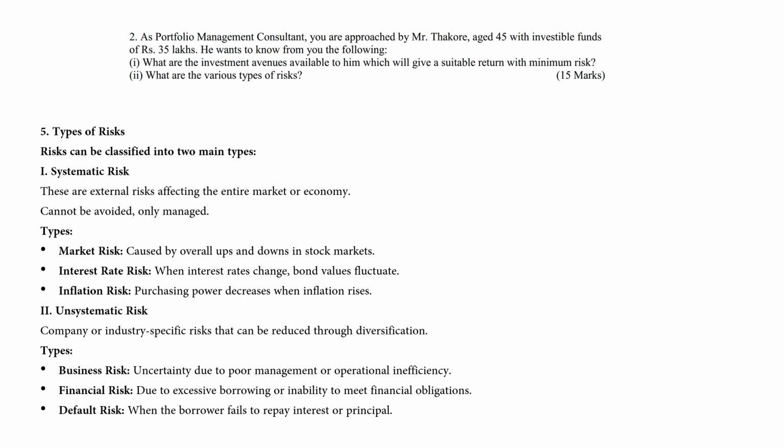Okay, and lastly they have even asked what are the various types of risk. Now in risk there are two types: one is systematic risk and the other is unsystematic risk. Under systematic we have market risk, interest rate risk and inflation risk. Under unsystematic we have business, financial and default risk. You can go through it once.